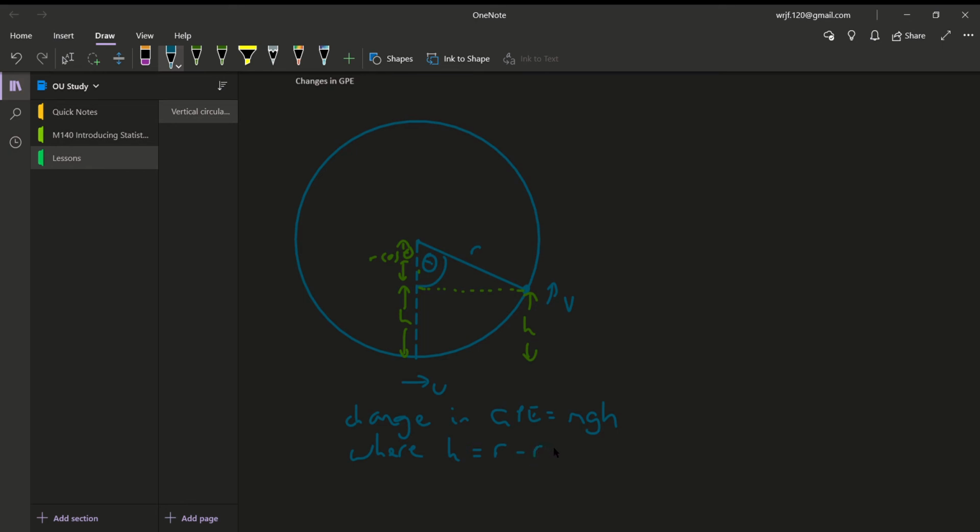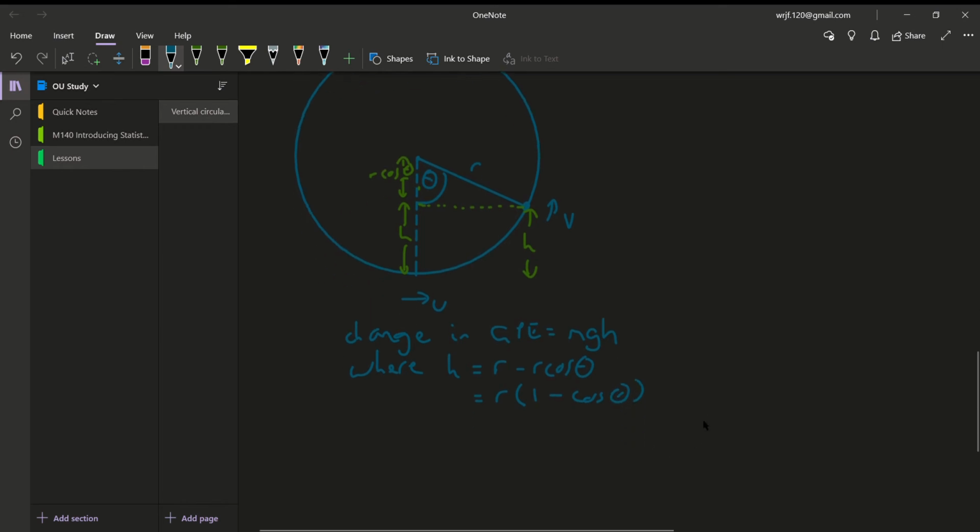So the change in height there has been r minus r cos theta, and very often you'll see that as a factorized expression. So we might well have h as r brackets 1 minus cos theta. And then that expression there can get substituted into the formula for the gravitational potential energy. So therefore, delta GPE is going to be mg, and then instead of the h, we're going to have this new expression, r brackets 1 minus cos theta.